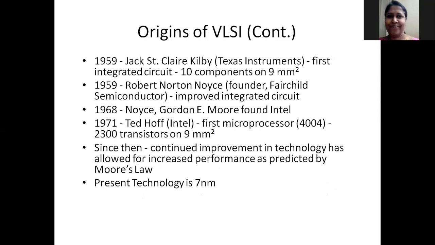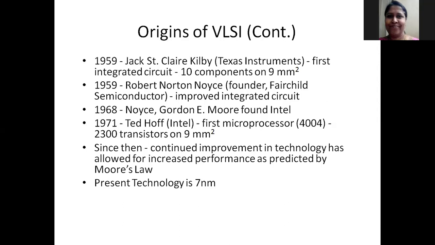And later, Robert Noyce improved the integrated circuit, and in 1968, Noyce and Gordon E. Moore founded Intel, and in 1971, the first microprocessor, the 4004, was manufactured by Intel on a 9 mm square chip. It had 2300 transistors on it.